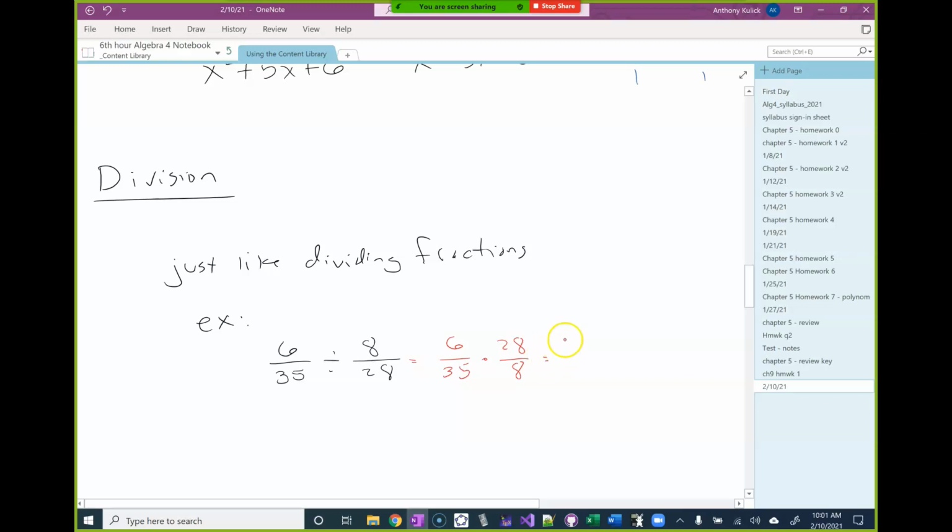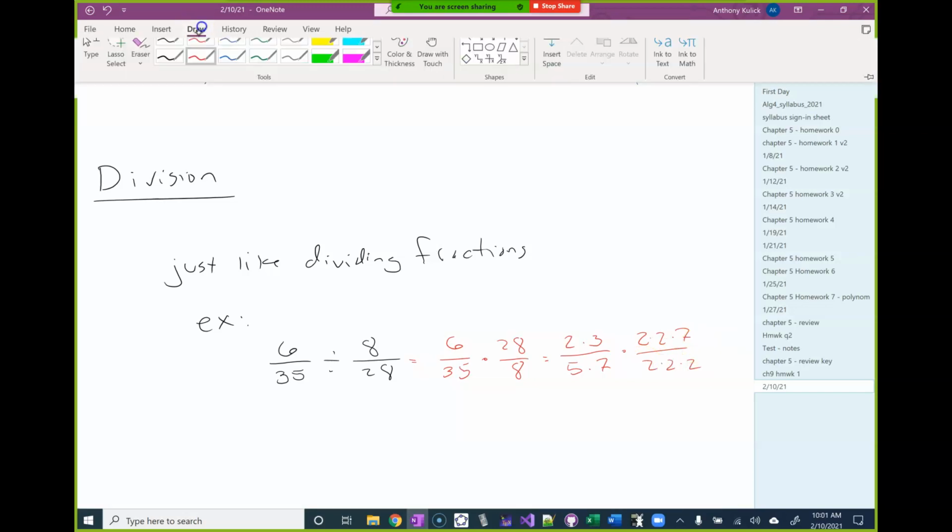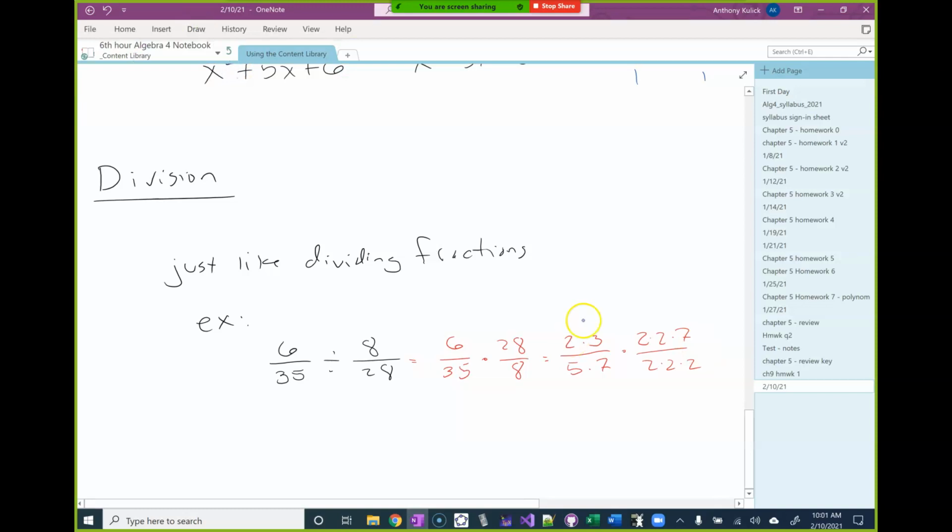Exactly. So 6 is 2 times 3. 35 is 5 times 7. 28 is 2 times 2 times 7. And 8 is 2 times 2 times 2. So let's look at what we can reduce. That 2, that 2, that 2, that 7. And we're left with 3/5.